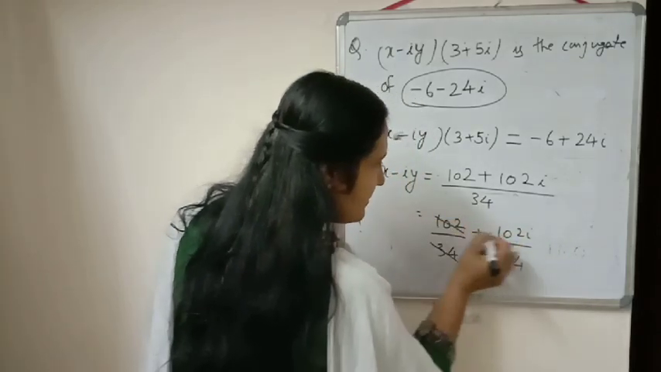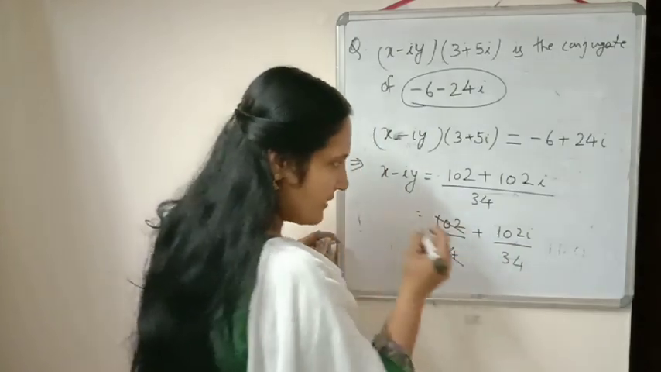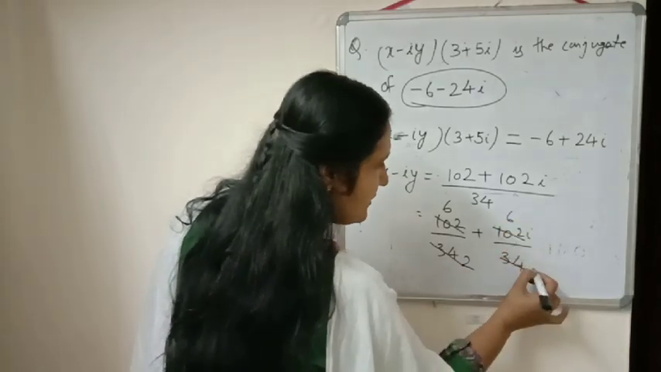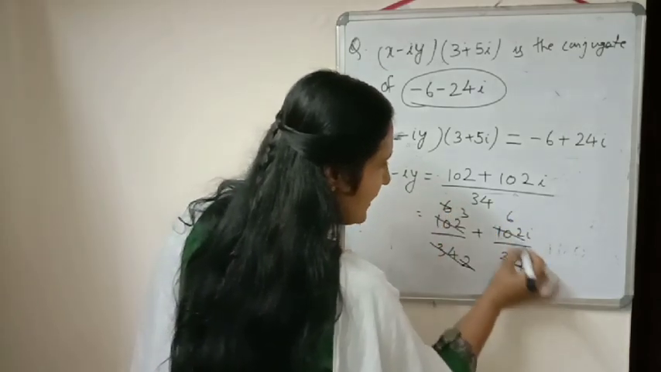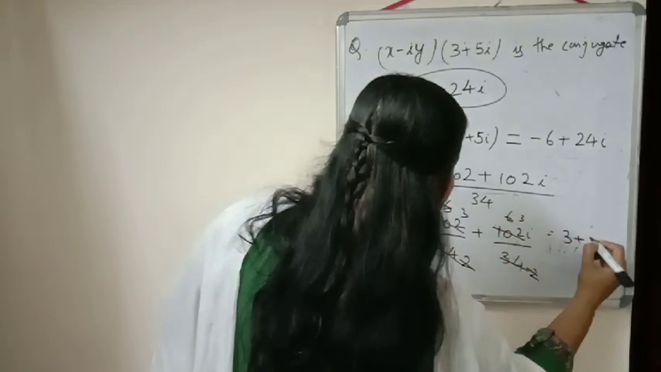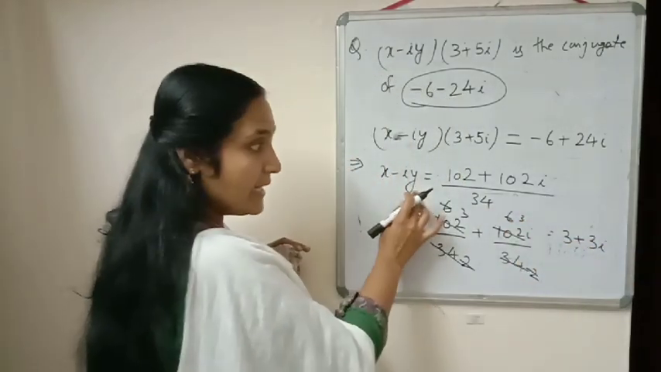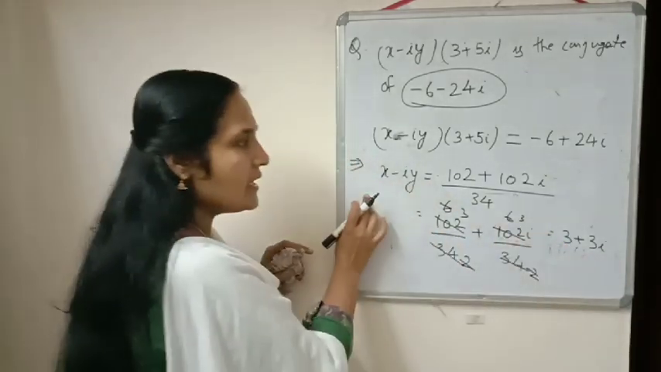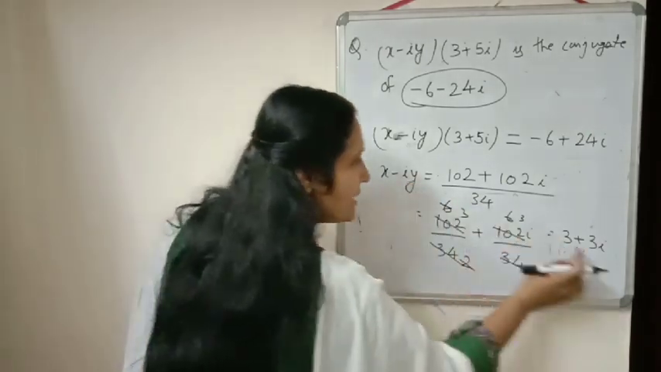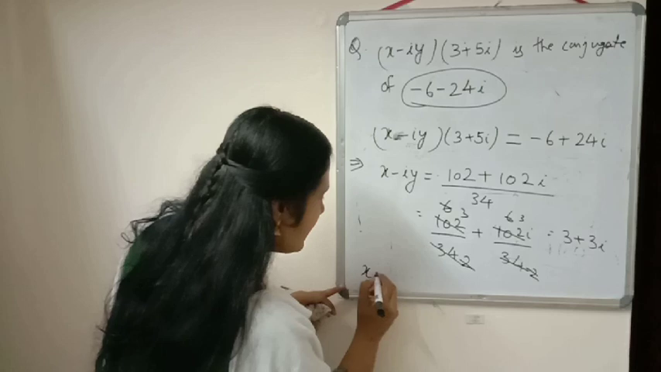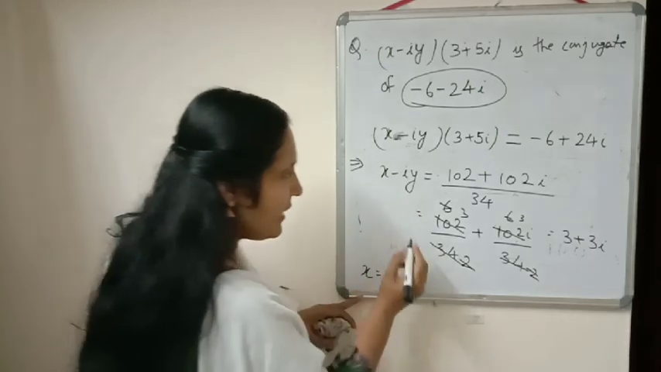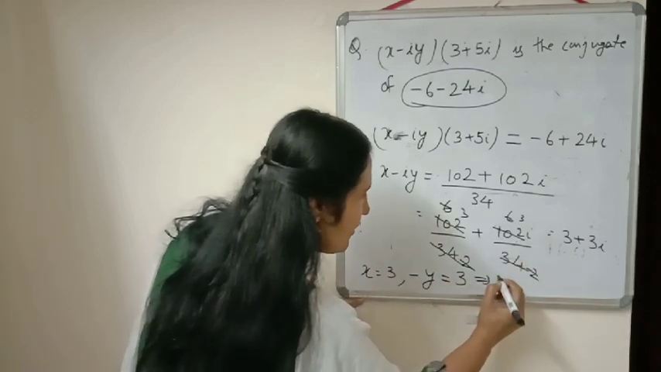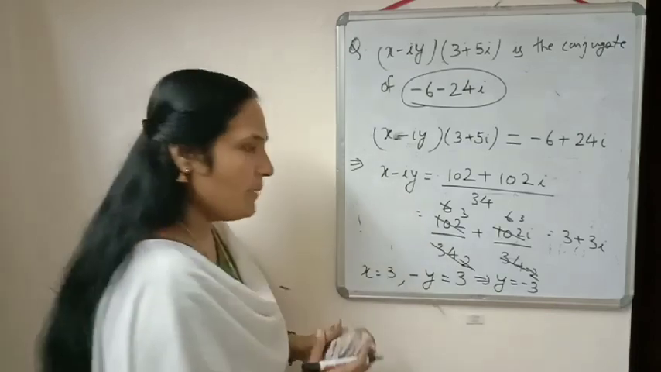This expression is divisible by 17. So we can cancel it by 17. 17 sixes are 102, 17 twos are 34. Here also 6 and 2. And then these two again will get cancelled. So what we are getting here? 3 plus 3i. x minus iy is equal to 3 plus 3i. So if two complex numbers are equal, it means their real part and imaginary part should be equal. Then we will get here x is equal to 3. And what is the imaginary part here? Minus y is equal to 3. So from here we will get y is equal to minus 3.